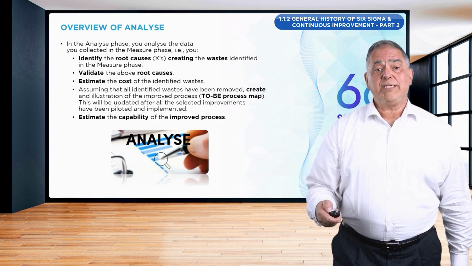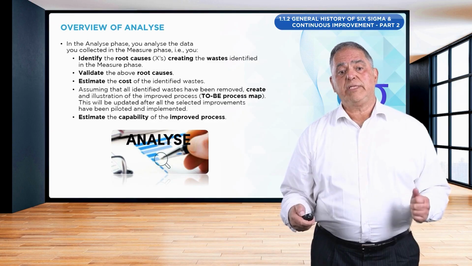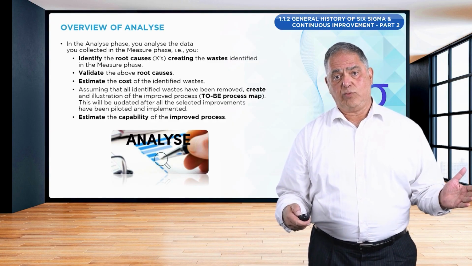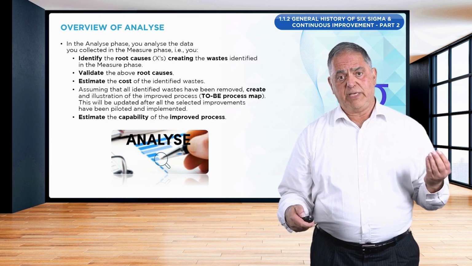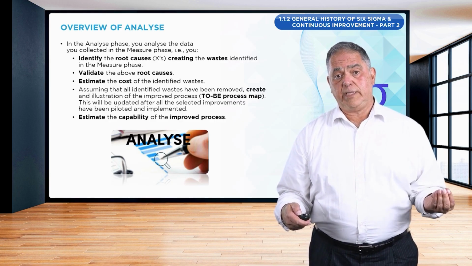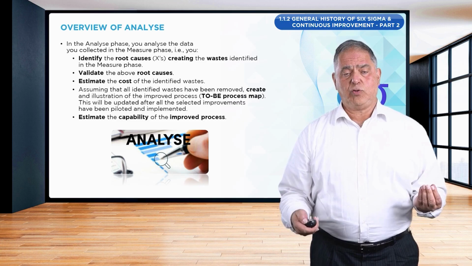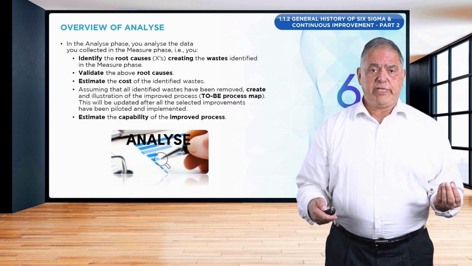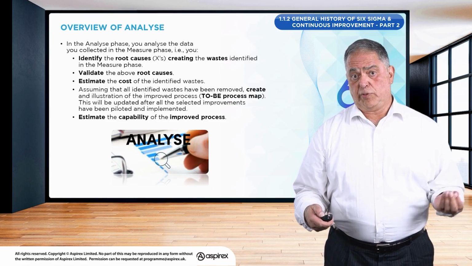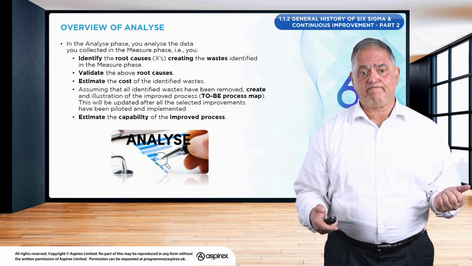We have to estimate what is the cost to the business of the identified wastes. This means we have to quantify the waste, and this is going to give us an indication of the operating cost savings that we're going to have once the process has been improved.